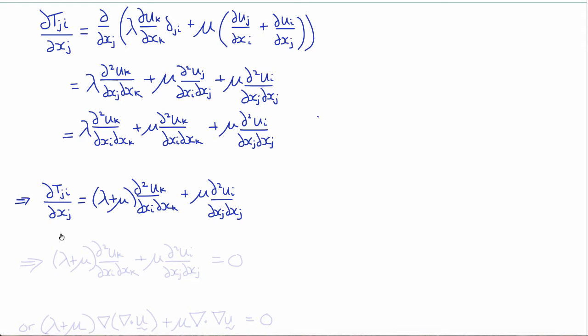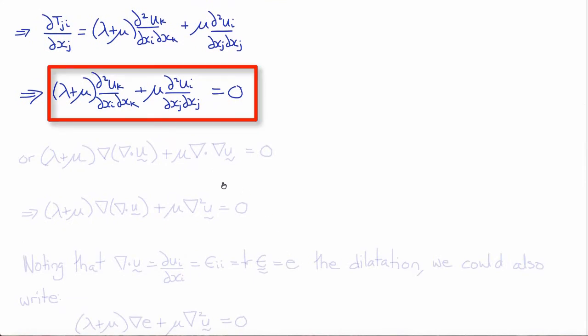So therefore the equilibrium equations become (lambda plus mu) times del 2 uk del xi del xk plus mu del 2 ui del xj del xj is equal to zero. Or writing this in direct notation, we see that del uk del xk here is the divergence of u. So this term here is the gradient of the divergence of u. So we get (lambda plus mu) times grad div u. Similarly, this term here is actually the divergence of the gradient of u. So this is mu div grad u is equal to zero.